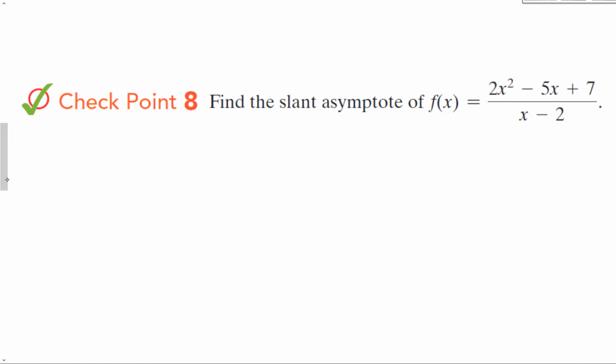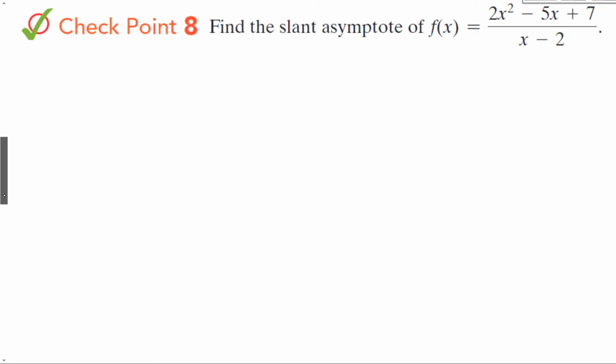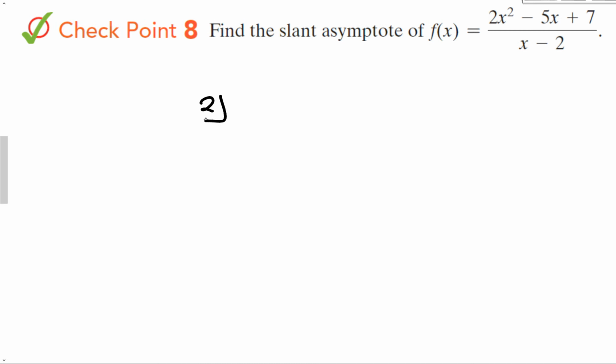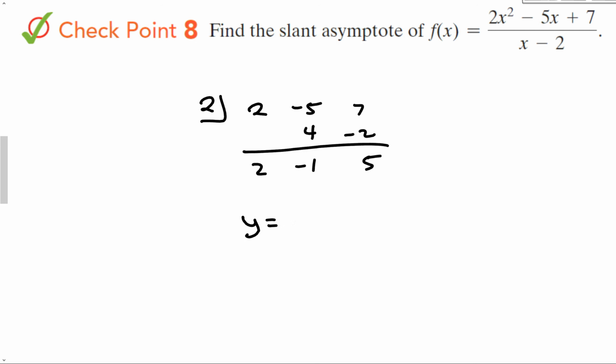Okay? So let's do a checkpoint problem. Find the slant asymptote here. So we're going to do the same thing, 2. So we go 2, negative 5, 7, bring down the 2, and that's pretty much all I need. I could keep going with this to get my remainder, but it doesn't really help me. My equation of my slant asymptote is 2x minus 1. This graph has a vertical asymptote at 2. It has a slant asymptote at 2x minus 1.